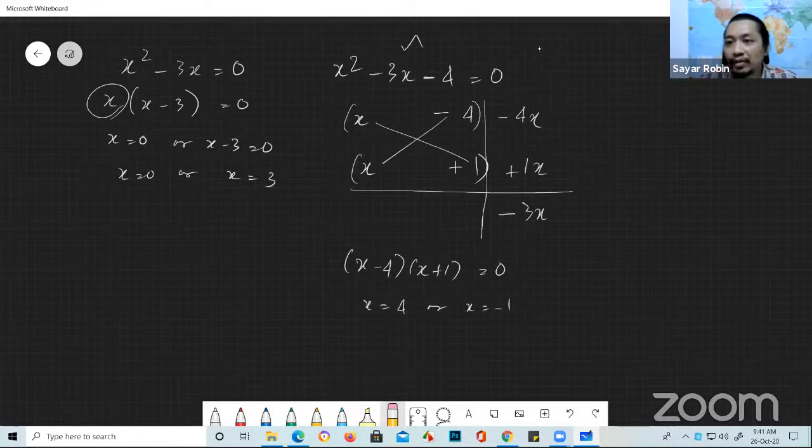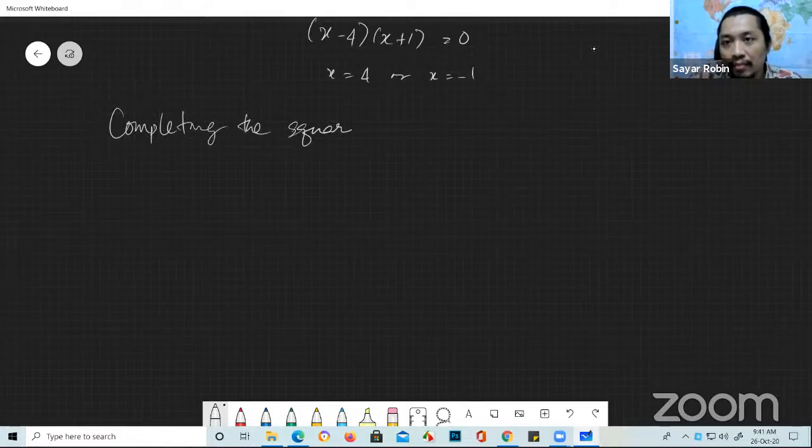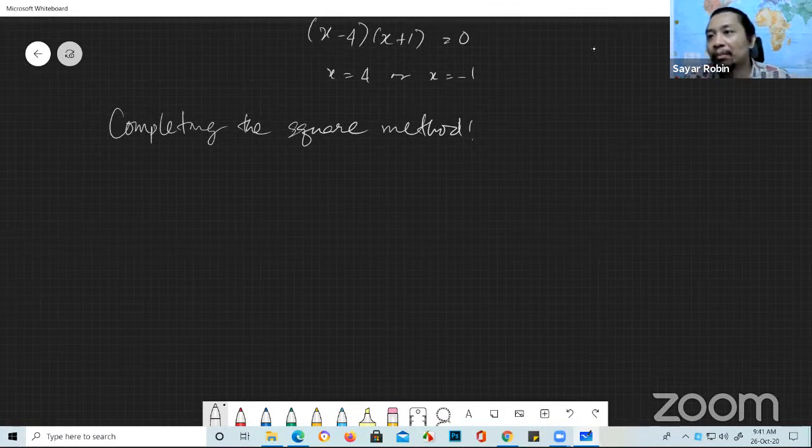Well, let's move on. This is called the cross method. This is the taking out method. This is the cross method, right? Now we're going to move on to the completing the square method. Okay, so the completing the square method.